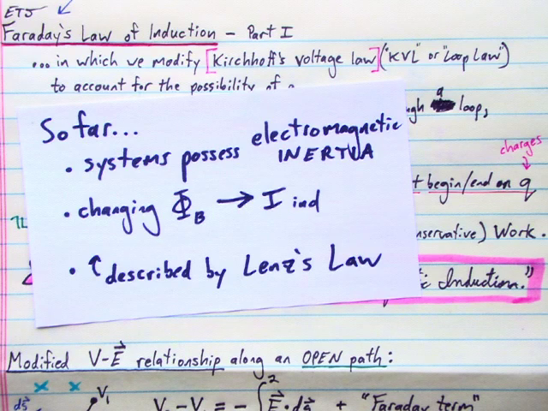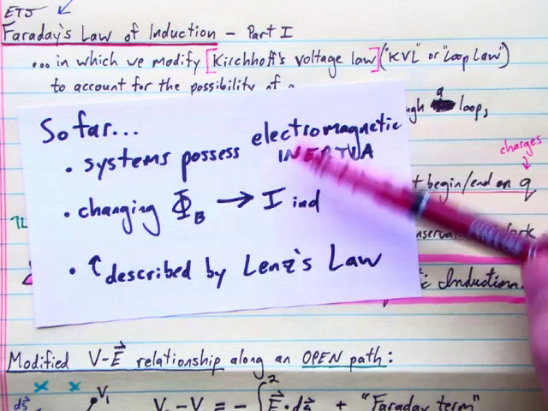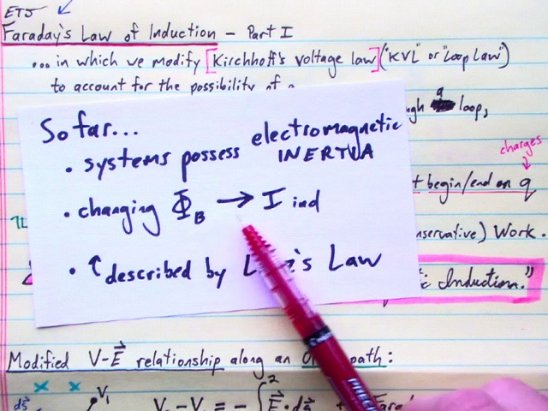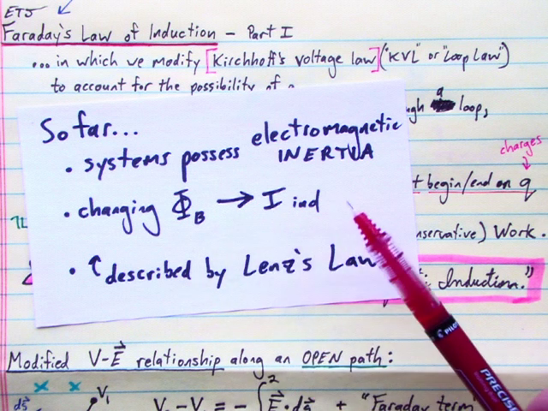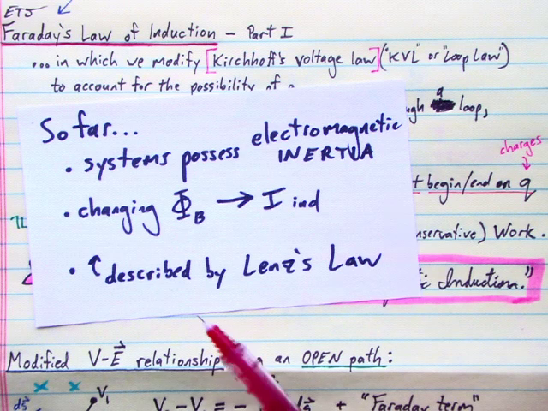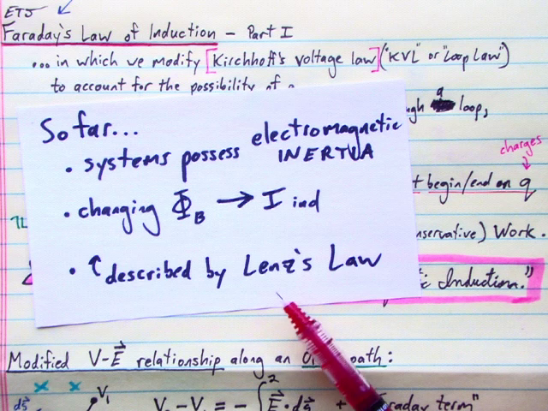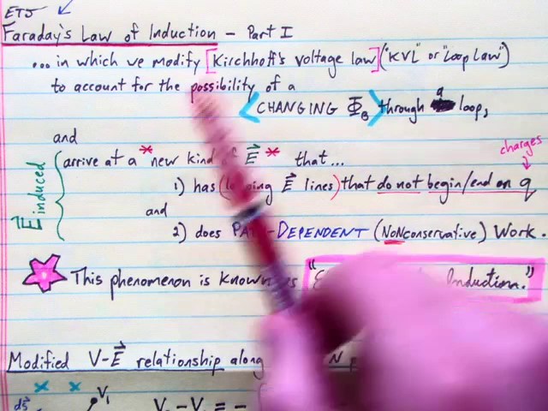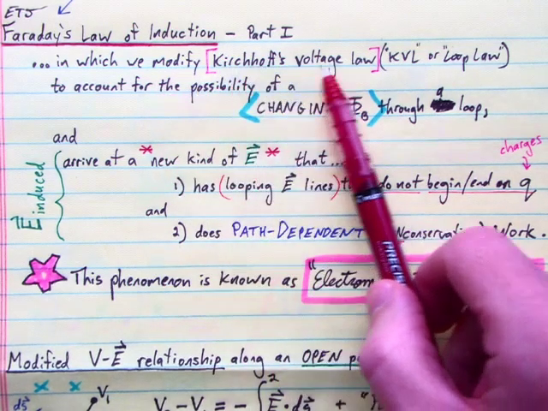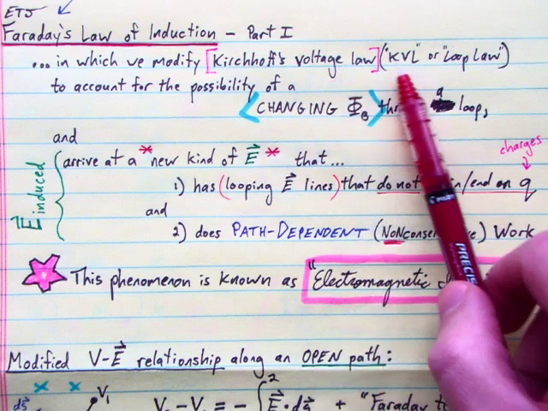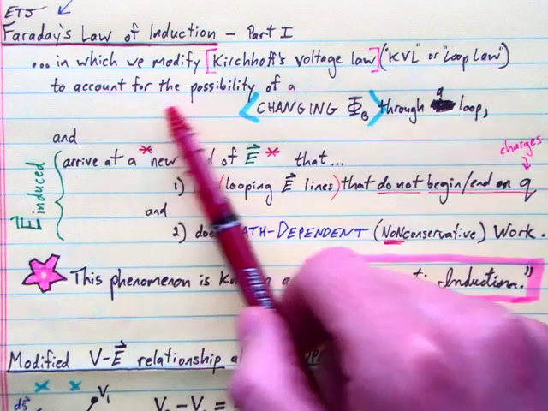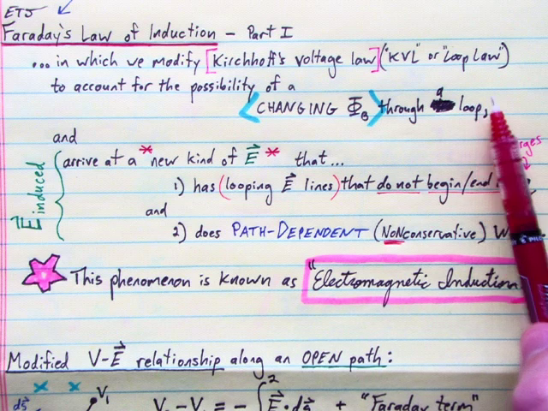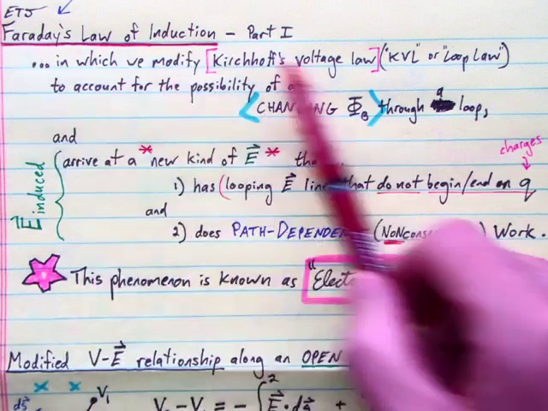Having seen that systems possess a kind of electromagnetic inertia and how a changing magnetic flux through a wire loop can induce a current in that loop, and having described this effect with the qualitative relationship known as Lenz's law, we're now ready to modify Kirchhoff's voltage law, KVL or the loop law, to account for the possibility of a changing magnetic flux through a loop. This is going to be called Faraday's law of induction.